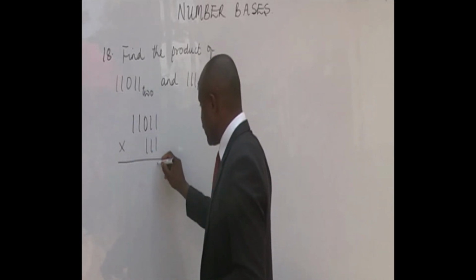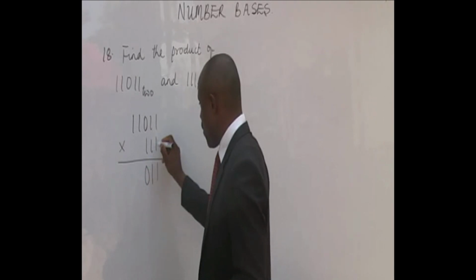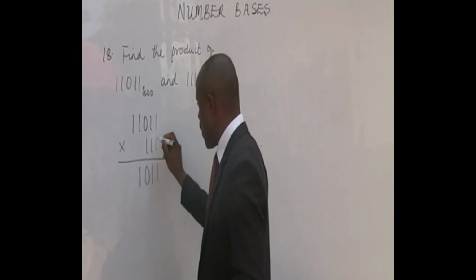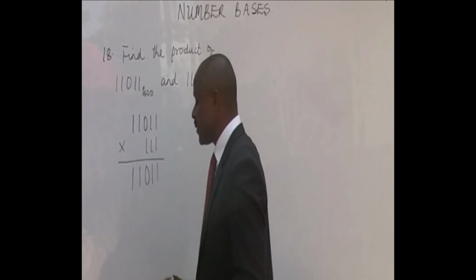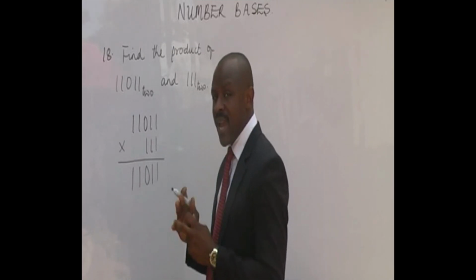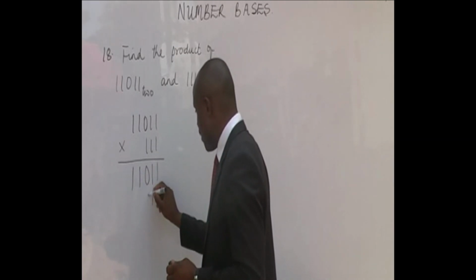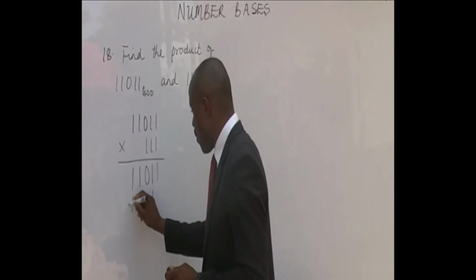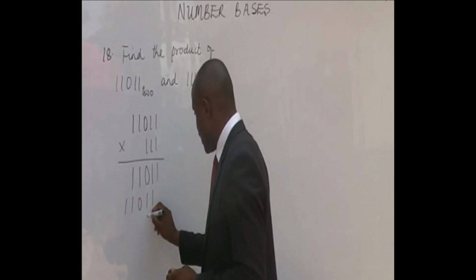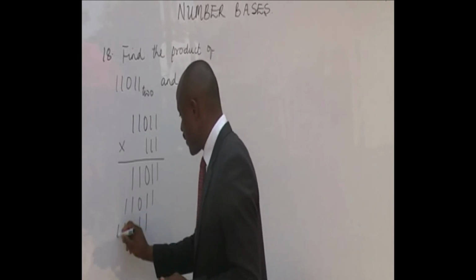1 times 1 is 1. Write it down. 1 times 1 is 1. Write it down. 1 times 0 is 0. Write it down. 1 times 1 is 1. Write it down. 1 times 1 is 1. Write it 1. There is no much stress in the multiplication. Where the stress will come is when we get to the level of adding. So you're going to have also 1, 1, 0, 1, 1. The third round, 1, 1, 0, 1, 1.